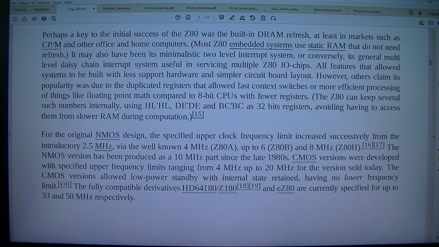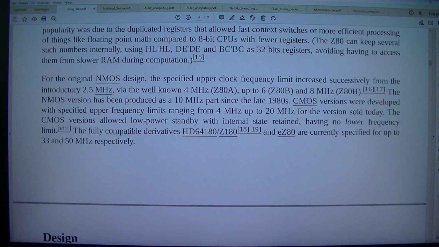However, others claim its popularity was due to the duplicated registers that allowed fast context switches or more efficient processing of things like floating point math compared to 8-bit CPUs with fewer registers. The Z80 can keep several such numbers internally, using HL, HL', DE, DE', and BC, BC' as 32-bit registers, avoiding having to access them from slower RAM during computation.